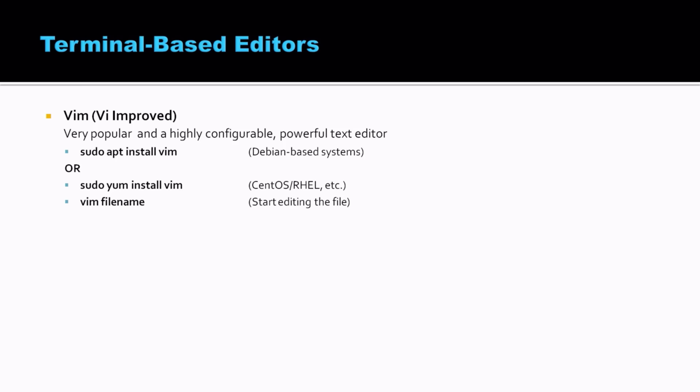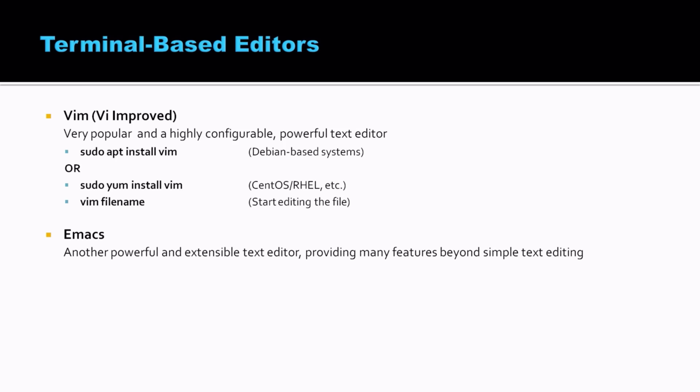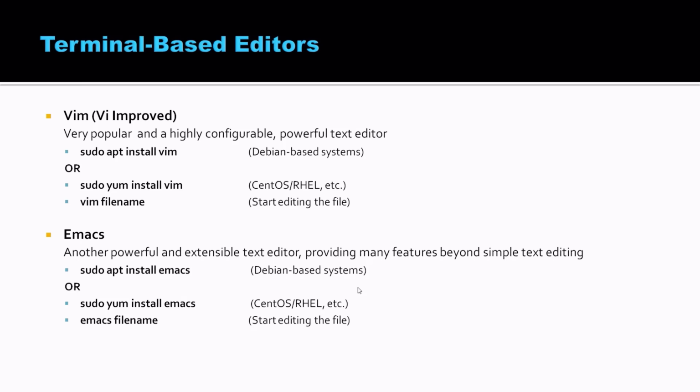the file. And we have got another powerful and extensible editor with a steep learning curve, but provides many features beyond simple text editing. It is known as Emacs. Similar to Vim, Emacs can be installed via the package manager: sudo apt install emacs on Debian-based systems, or you can use sudo yum install emacs to install on CentOS operating system and Red Hat Enterprise Linux. And for editing or modifying the file, you can use emacs followed by the file name, and you can start editing or start creating the file.